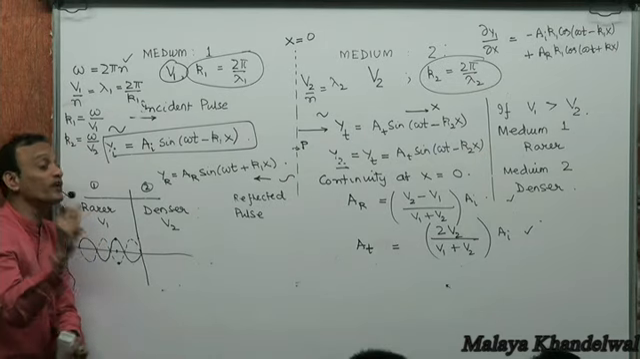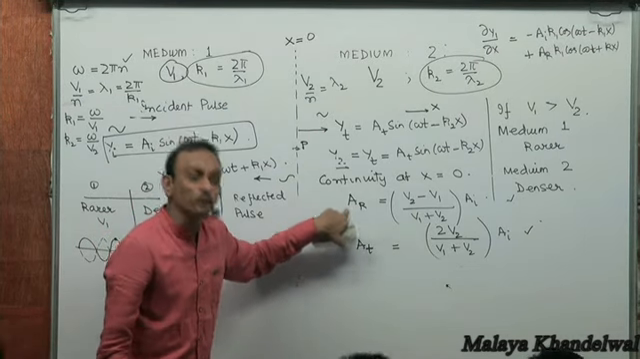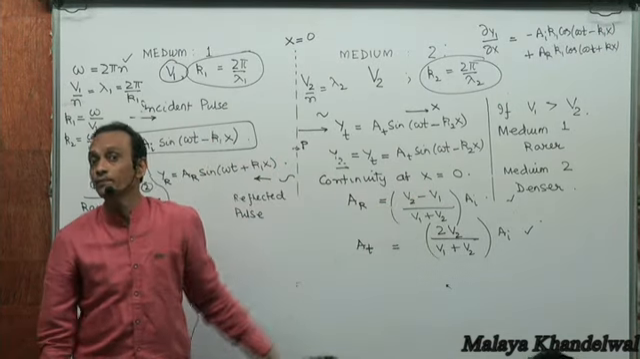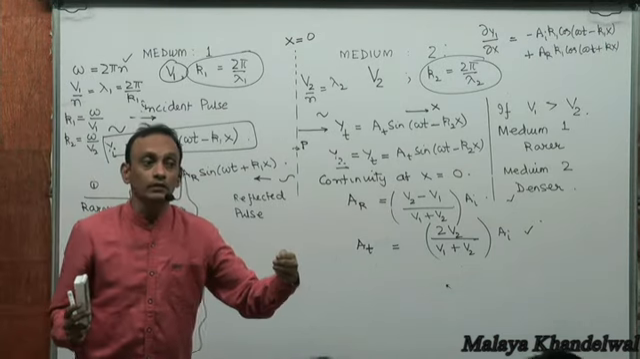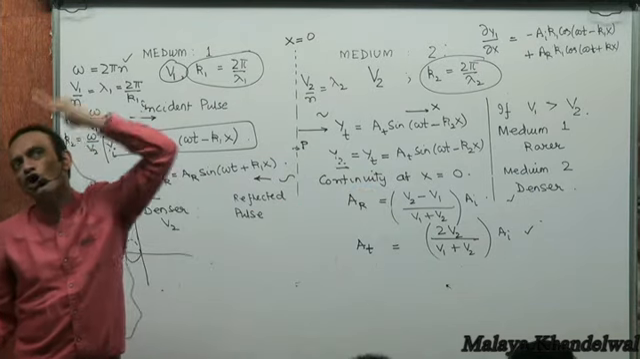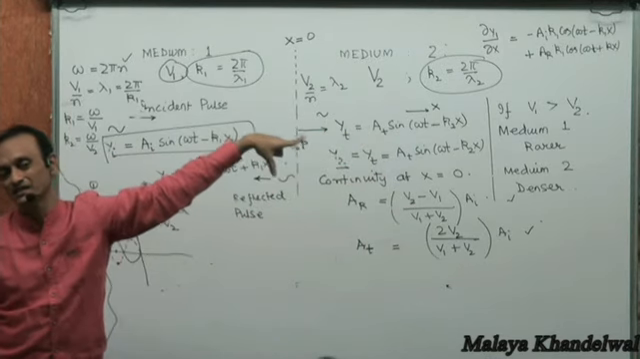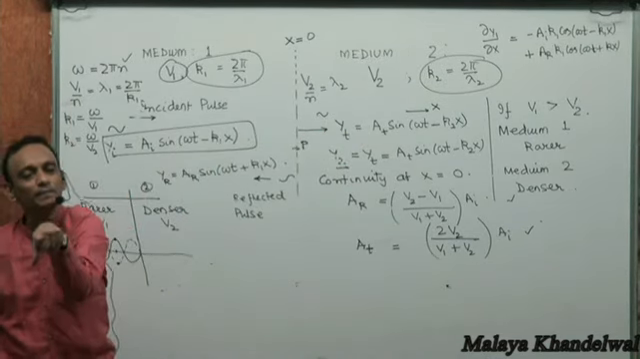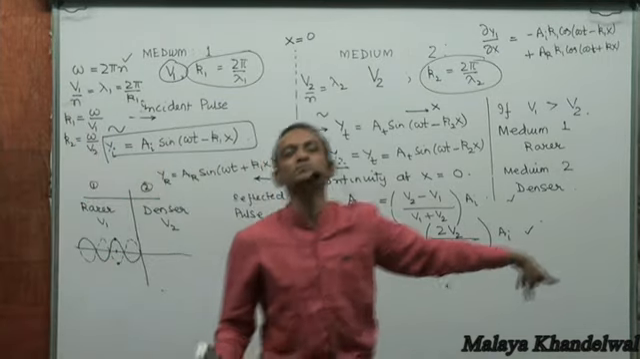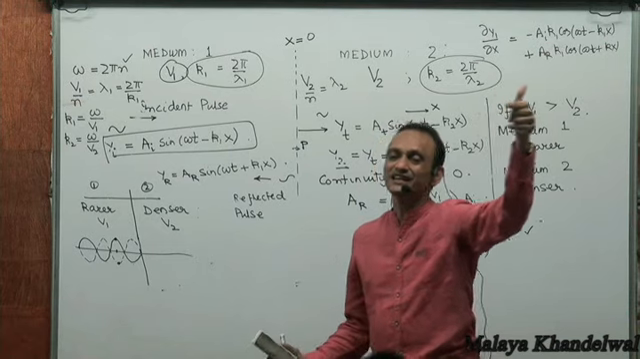Right? And when would 180 degrees change of phase take place? If this capital AR turns out to be negative. And when would capital AR turn out to be negative? If V1 is more than V2. And when is V1 more than V2? If the incident medium is rarer compared to the denser medium. So reflection of a transverse pulse from a denser medium results in inversion of the pulse.